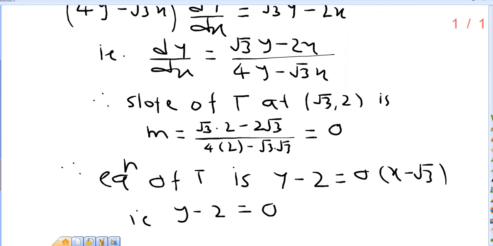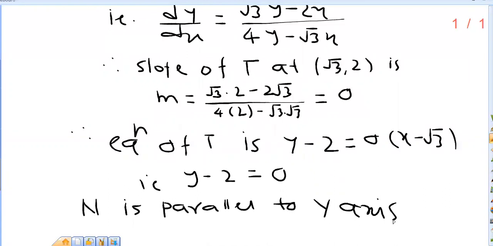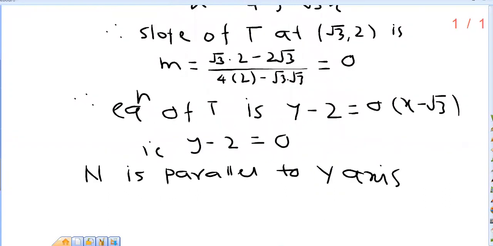Now next part is important. See, slope of x-axis is 0. So tangent is parallel to x-axis. So normal will be what? Perpendicular to x-axis. Right? I will say normal is parallel to y-axis. Parallel to y-axis. Now what will be its equation then?